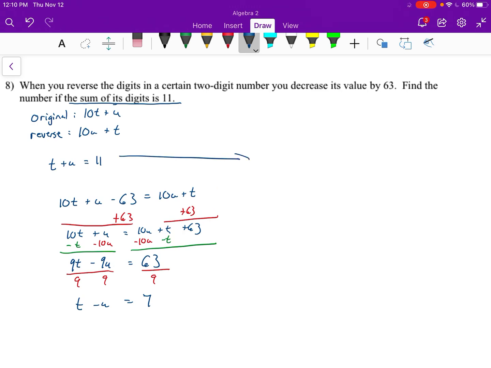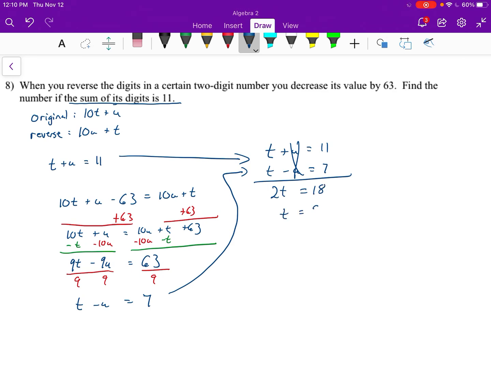Now we have these two equations, which are going to be nice and easy to solve, because this is set up very nicely for elimination. We're going to add. The u's will become 0. We have 2t equals 18. Divide both sides by 2. t equals 9. Plugging back into one of the originals, 9 plus u equals 11. So u has to equal 2.